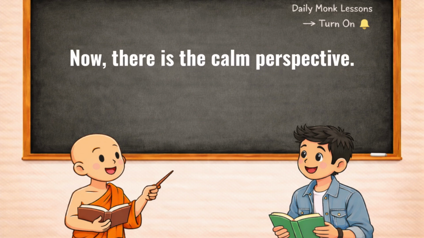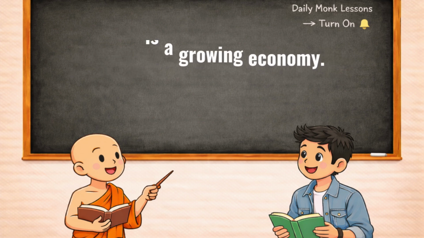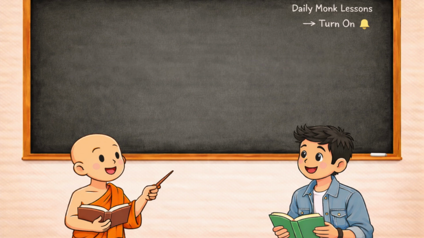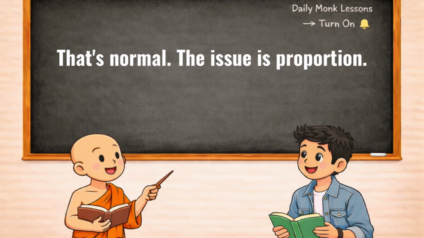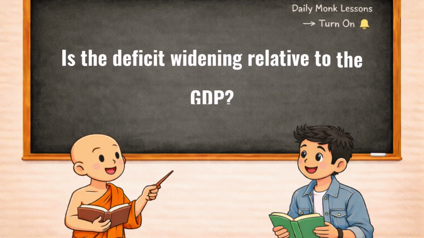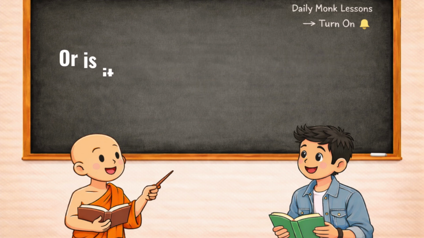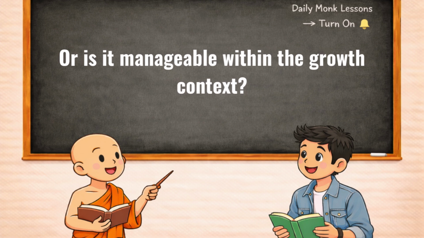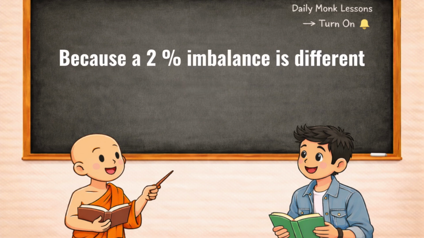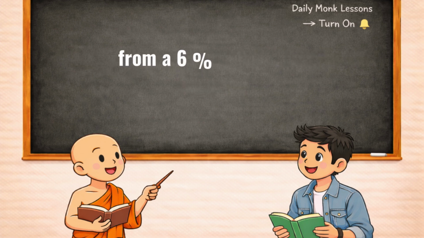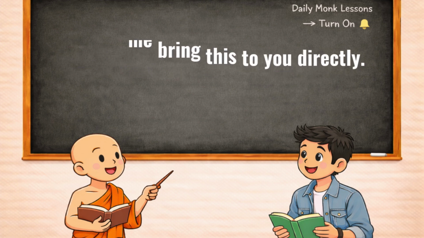Now, here is the calm perspective. India is a growing economy, and growing economies import more, that's normal. The issue is proportion. Is the deficit widening relative to GDP, or is it manageable within the growth context? Because a 2% imbalance is different from a 6% imbalance. Context changes everything.